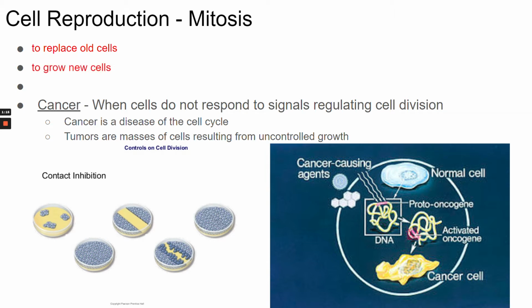Also, to grow new cells or for an organism to grow larger, new cells are needed. And also, in some organisms, they reproduce by mitosis. Like a bacteria, a single-celled bacteria reproduces by just making a copy of itself. And then you have two bacteria.